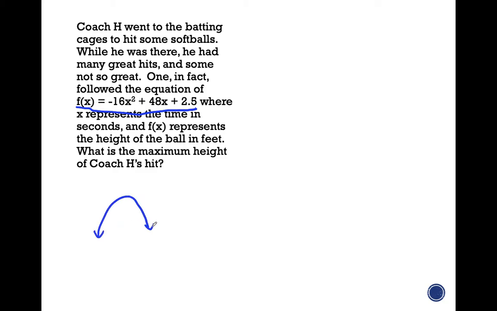Okay, this is the path that my hit traveled, right? I'm going to have a downward opening parabola. And so the maximum height is going to occur at the vertex. So really, all we need to do in this problem is just identify what the vertex is, and then the y-coordinate of the vertex, right? Because f of x represents the height, that will tell me what the maximum height is. Because again, I have a downward opening parabola.